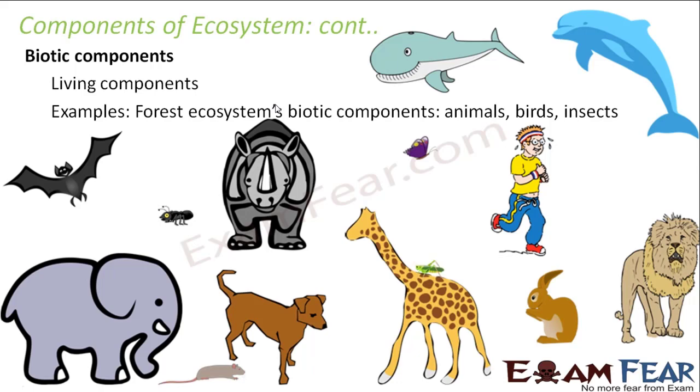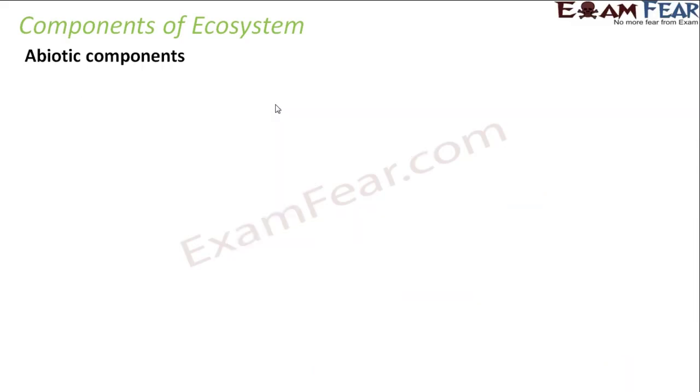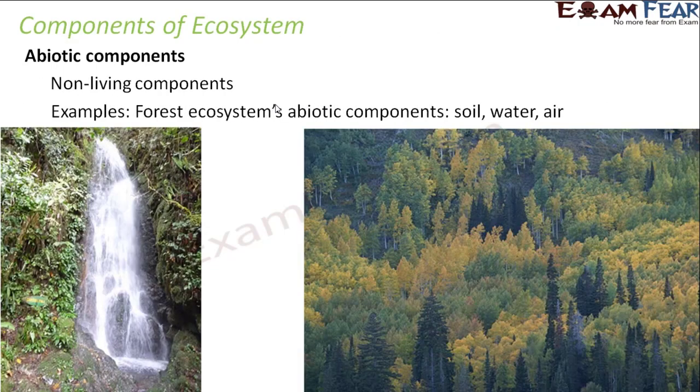So, in a forest ecosystem, what are the living components or what are the biotic components that you see? The various animals, the birds and the insects, right? So, you have a variety of birds, animals and insects inside a forest ecosystem. Let us now look at the abiotic components, that is the non-living components of an ecosystem.